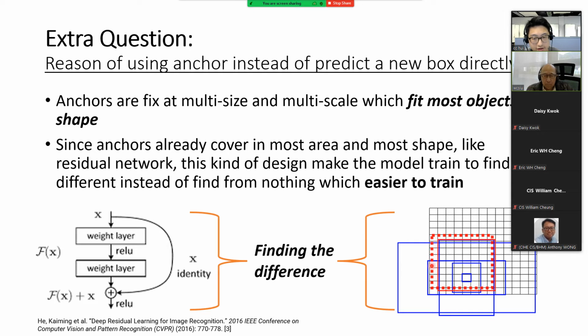I assume the red dotted boxes are the actual object location, and the blue ones are the anchors we set. We can see that the closest ones are actually quite close to the real object. So the network will just need to learn the difference between the anchors and the real object, which is the same idea as ResNet. By setting anchors, it makes the whole system easier to train. So here is why we use anchors.